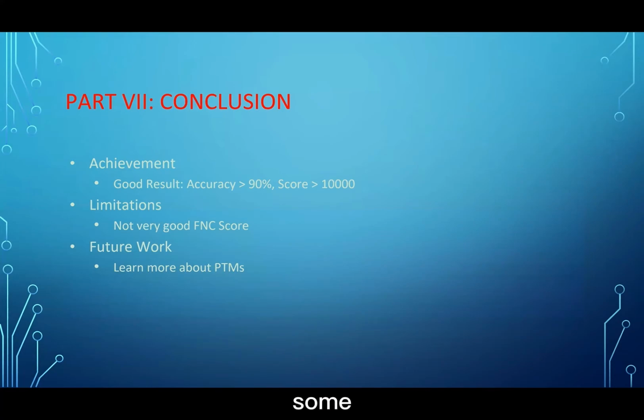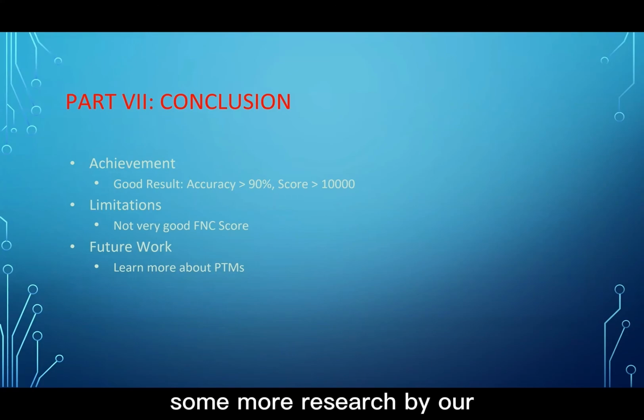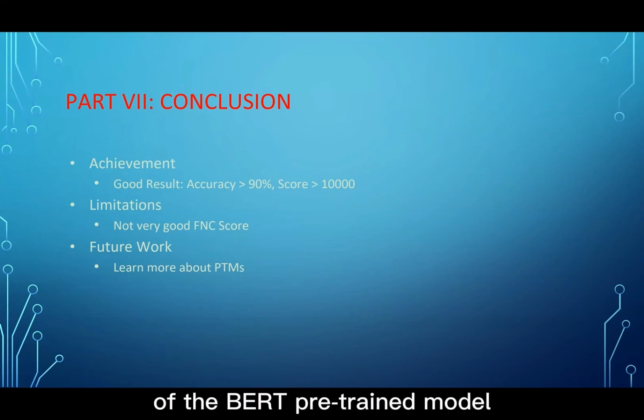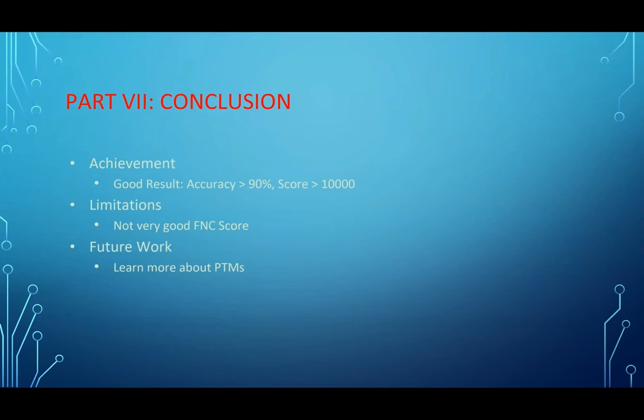However, there are still some shortcomings in this project that need more research by our team in the future. The first limitation is that we did not incorporate the FNC score into the loss function of the BERT pre-trained model, and we do not understand the BERT model and the natural language processing paradigm of deep learning well enough, which is something we need to do further in our future research.